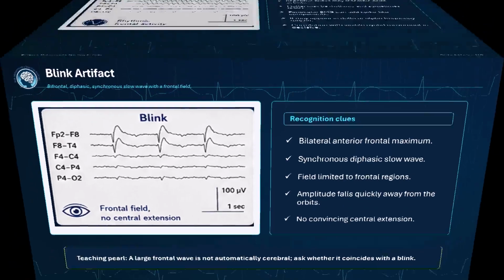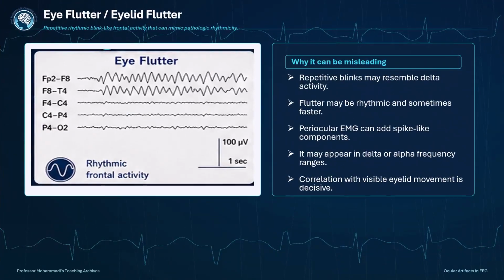Next slide, please. Eye flutter can be more deceptive than a single blink because it produces repetitive rhythmic frontal activity. In some cases, periocular muscle activity adds faster components, making the pattern resemble bifrontal spike and wave or rhythmic delta activity. The key is to check whether the activity is frontally dominant, whether it is state-dependent, and whether it is time-locked to visible eyelid movement.